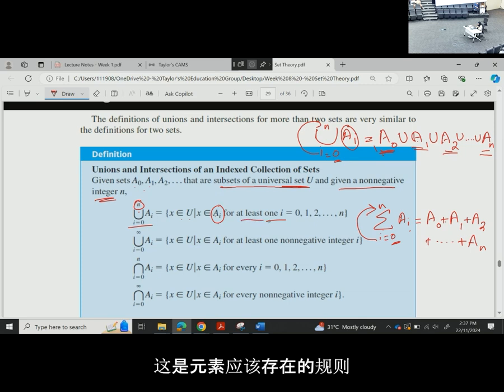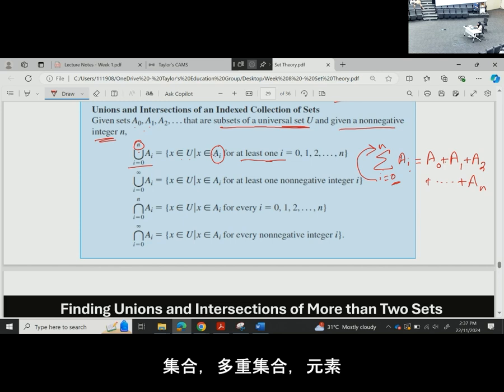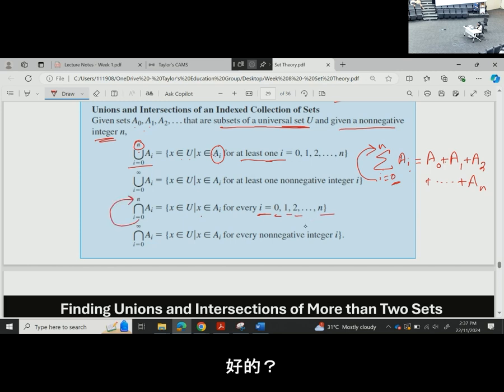This is the rule that the element should be present in either of these subsets, and for intersection the rule is the same, that in your intersection you only include those elements that are shared between the two sets. Similarly, when you are finding the intersection of more than two sets, multiple sets, the element should be present in all of the subsets for which you have to find the intersection. Okay, so X belongs to the universal set such that X belongs to A sub I for every I, meaning for every subset, starting from the lower limit up to the upper limit. Okay, so your rule for union and intersection is the same.